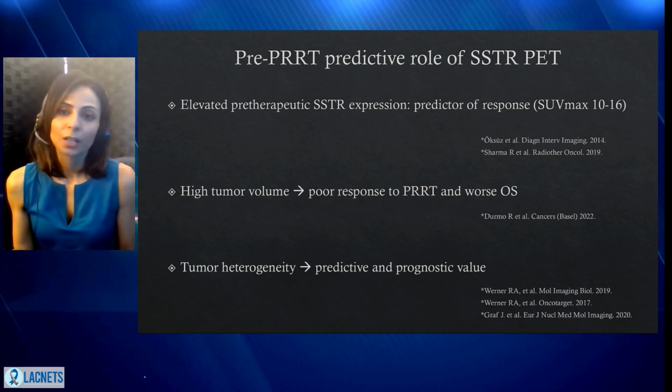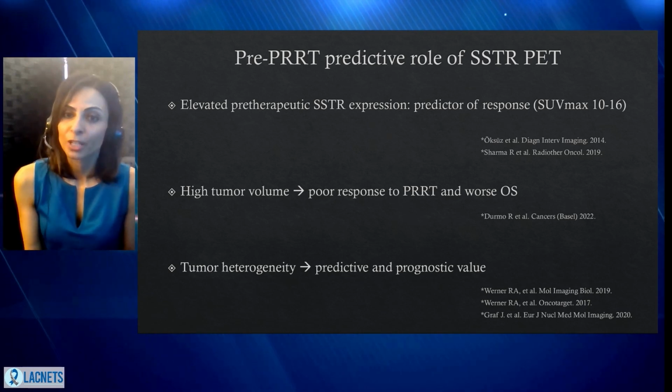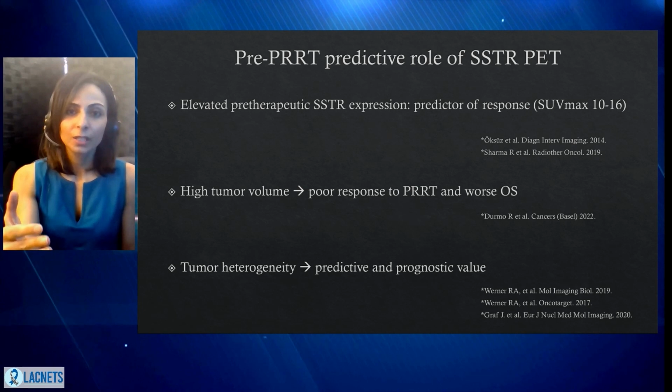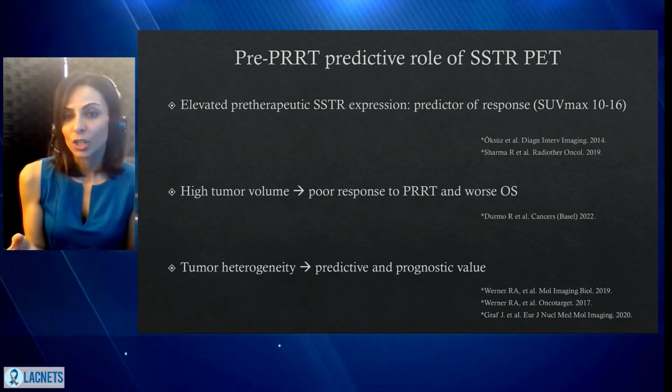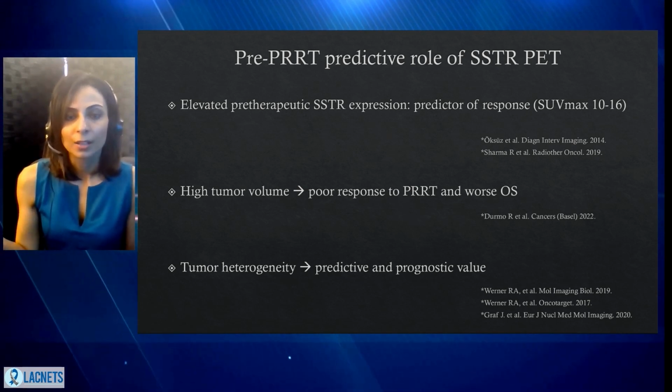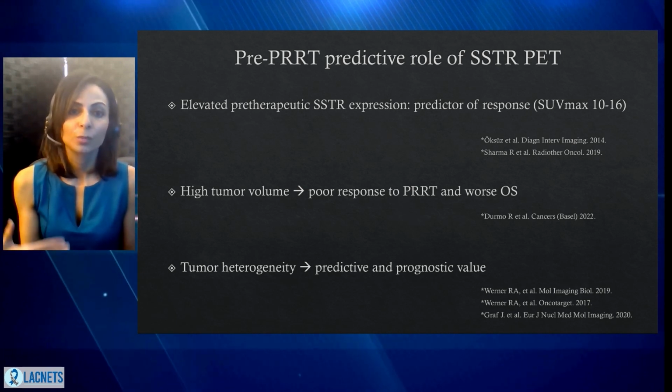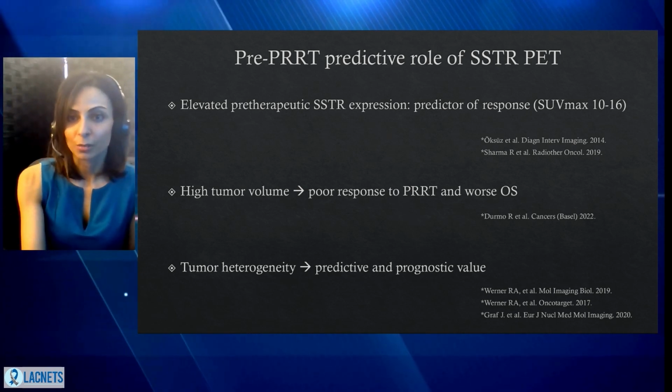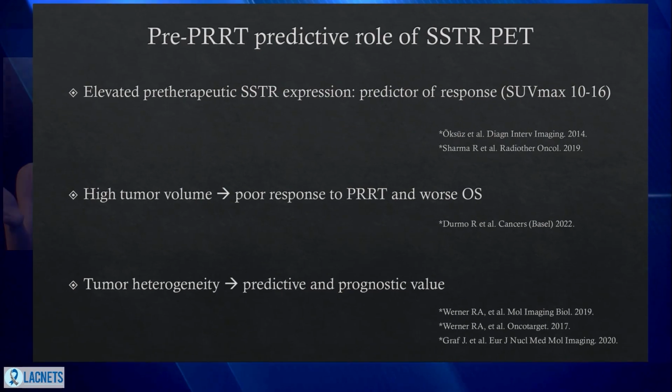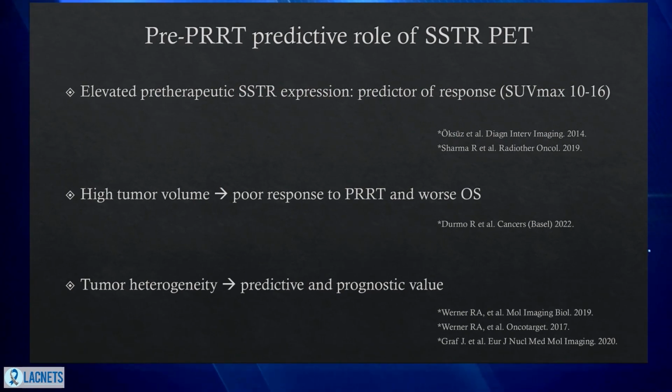Dotatate PET before the start of PRRT can give us some predictive information. If the tumor takes up the agent significantly on the pre-therapy PET, then it is a good predictor of response to treatment. So higher uptake on dotatate PET predicts a better response to treatment. Patients who have a high tumor volume, however, can have a bad indicator. And the more heterogeneous the disease is, the higher the likelihood that it's not going to respond well to treatment.